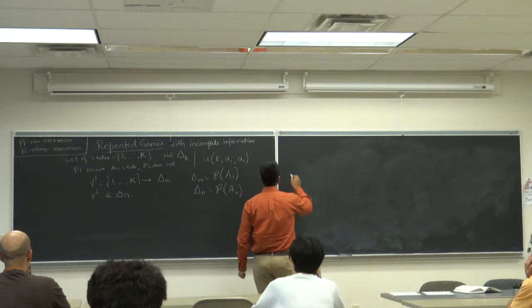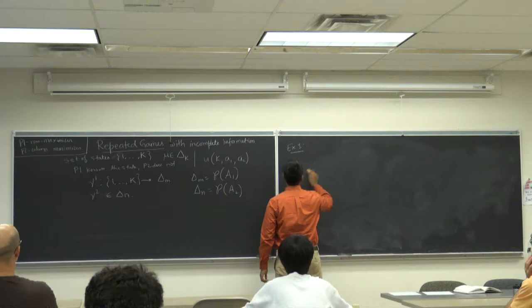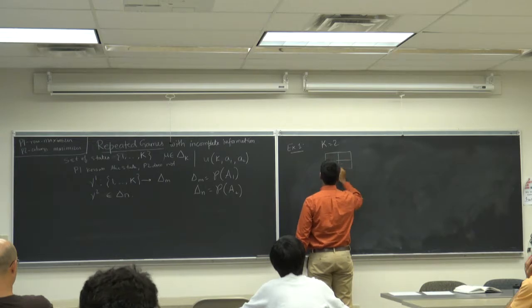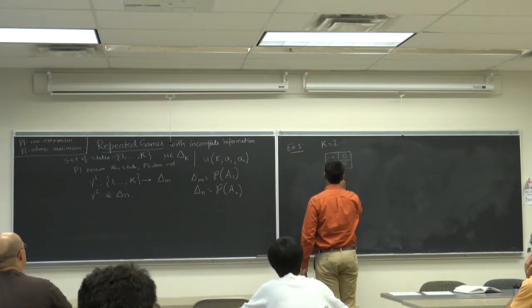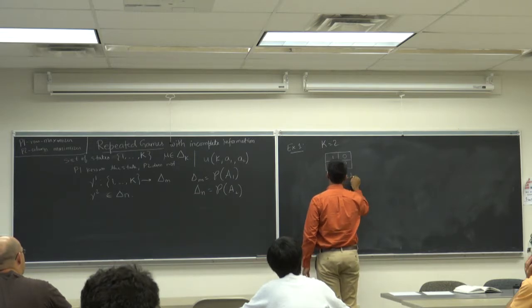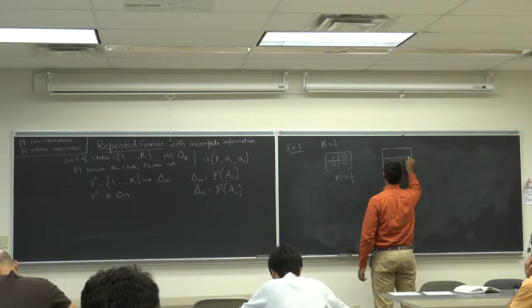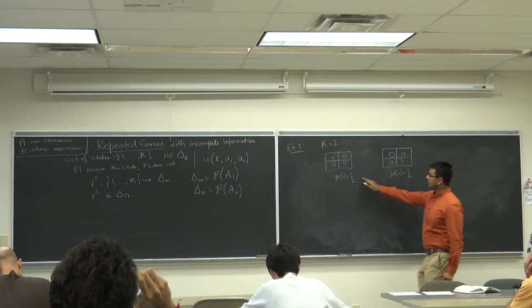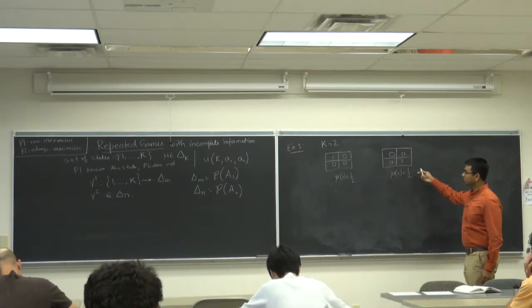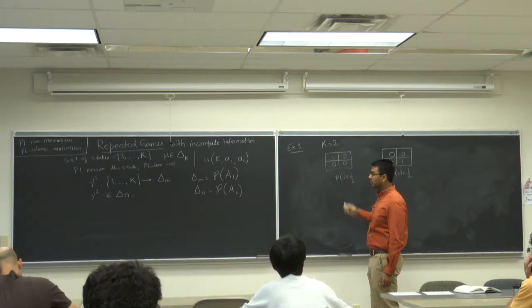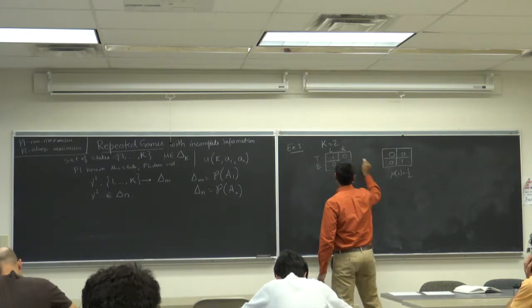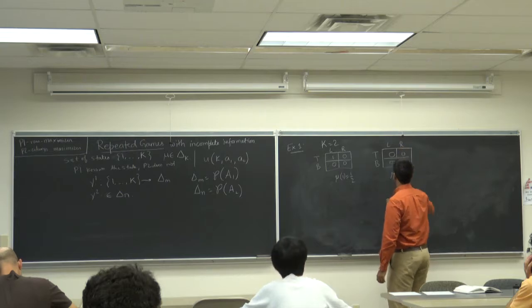So the first example I want to consider is the following. K is equal to 2. Game 1 is this with probability mu 1 equals half, and mu 2 equals half. Okay? So this game is played with probability 1 half. This game is played with probability 1 half. Only player 1 knows which game he or she is playing. So this is top bottom, L R, top bottom, L R.